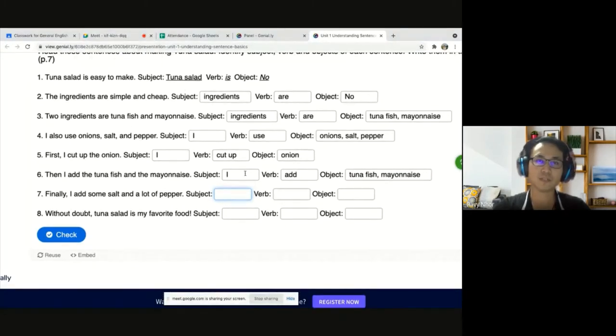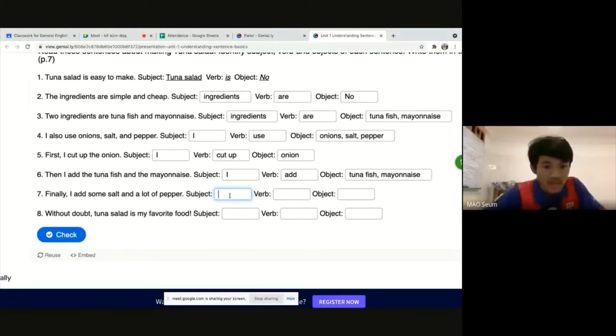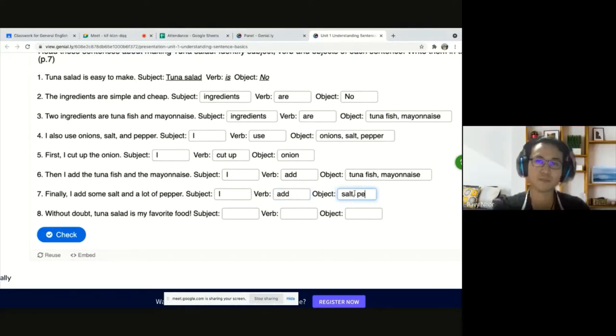Number seven. Finally, I add some salt and a lot of pepper. Subject is I, verb is add, and objects are salt and pepper. Don't pronounce it "paper," pronounce it "pepper." Paper, we use to write. Okay, thank you.